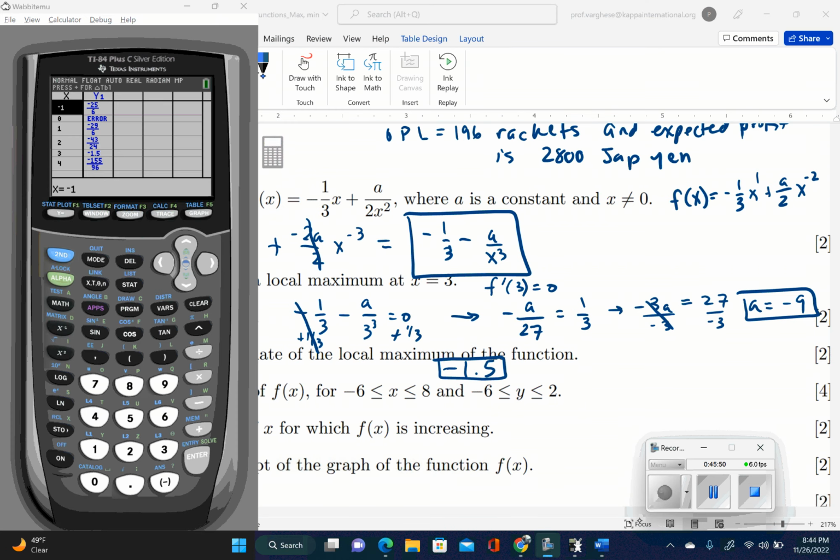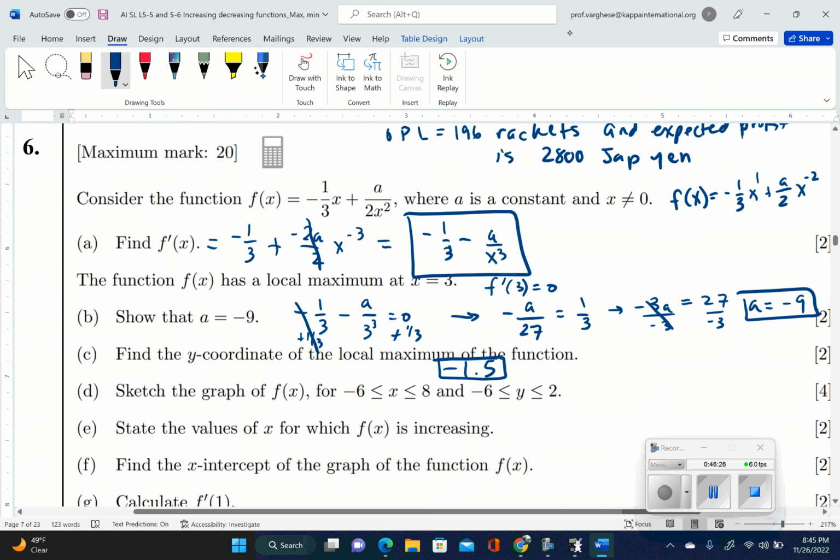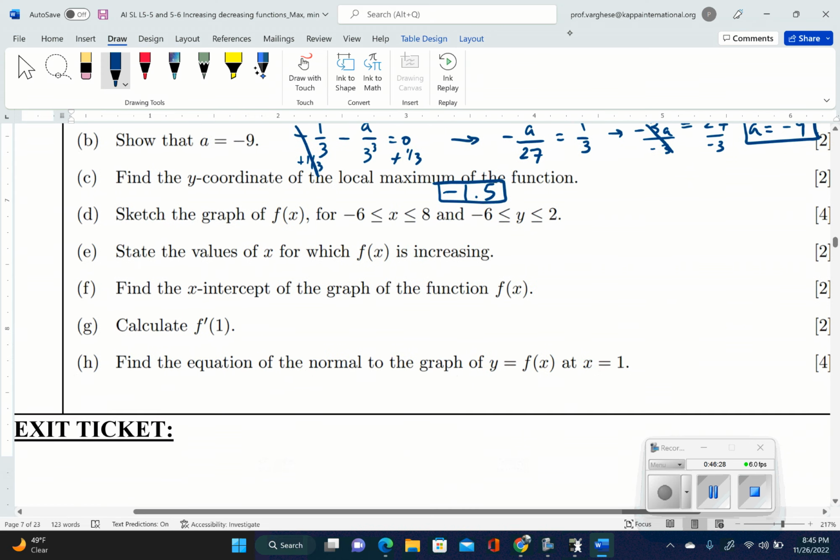I'm going to go ahead and change my window to the dimensions that they tell us. So from -6 to 8. And then for my y's, they want it to be from -6 to 2. So -6 to 2. So you're going to hit graph, and you're going to sketch this under this part right here. So that is how the graph is going to look. So sketch it. Right? I'm not going to go ahead and do that because this is a timed assignment for me.